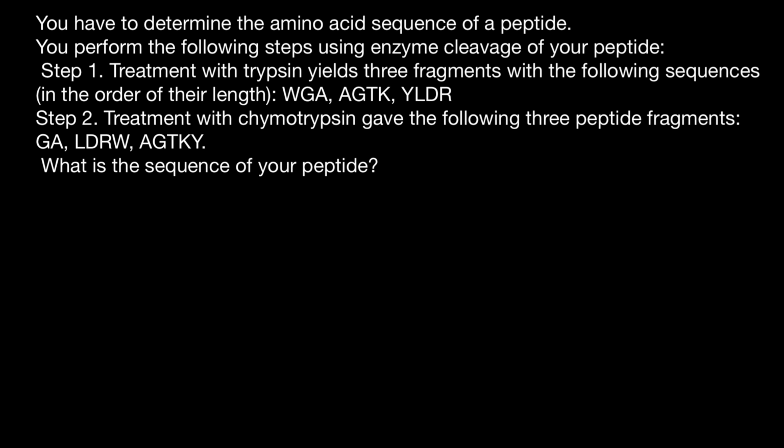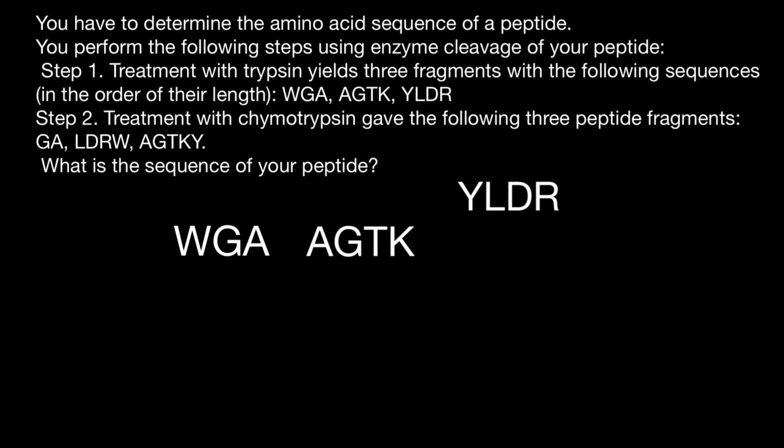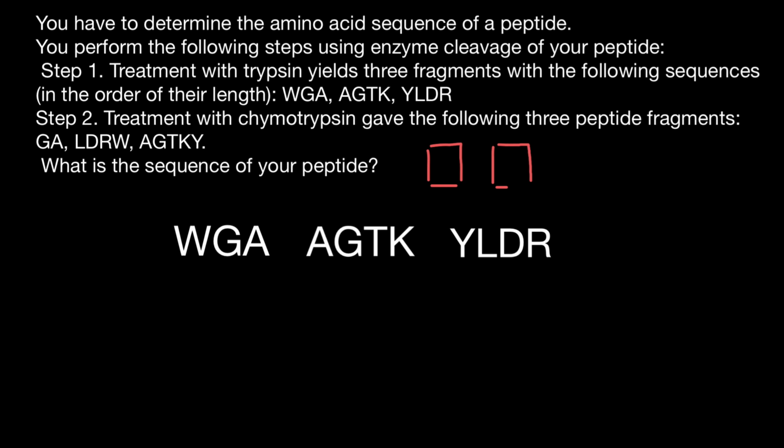According to our problem, our first treatment with trypsin provided us with these 3 fragments of the peptide. So here's one fragment, here's another one, and here's a third fragment. And we can arrange these 3 fragments into the following order. For example, let's say that this empty box would stand for the first fragment of the sequence, this is for the second, and this is for the third.